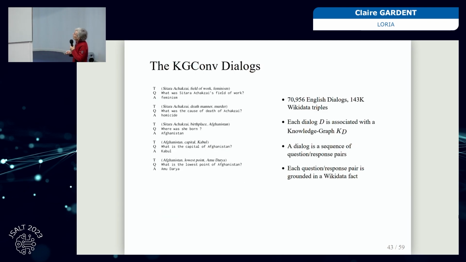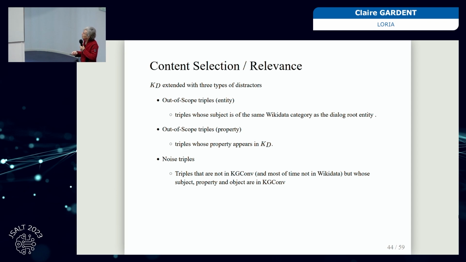Okay, so again, we use this data set here, the KGConf dialogue data set, which consists of about 70,000 dialogues. And again, the dialogues are a sequence of question-answer pairs, where each question-answer pair is associated with a knowledge-based fact. And as input, we have this subgraph of the knowledge base. And one thing we wanted to see is how well the model learns to retrieve or to predict facts that are relevant to the context.